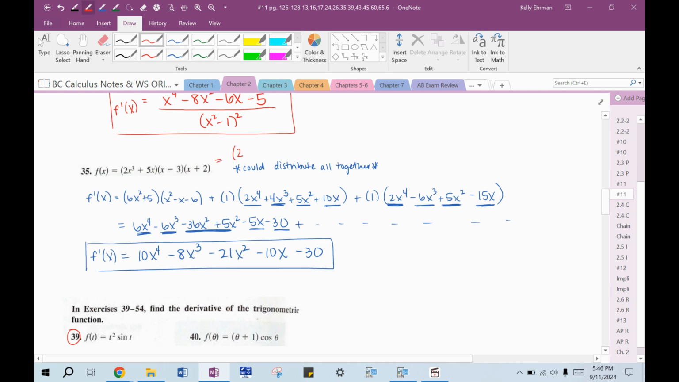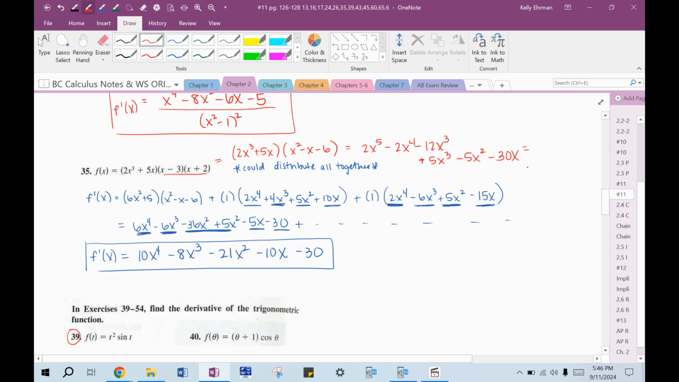Like, just make it 2x cubed plus 5x times multiply these two together because they're easy to do. And then just distribute this. So 2x to the 5th minus 2x to the 4th minus 12x to the 3rd. Then I'm taking the 5x through, minus 5x to the 3rd. Oh no, plus 5x to the 3rd minus 5x squared minus 30x.